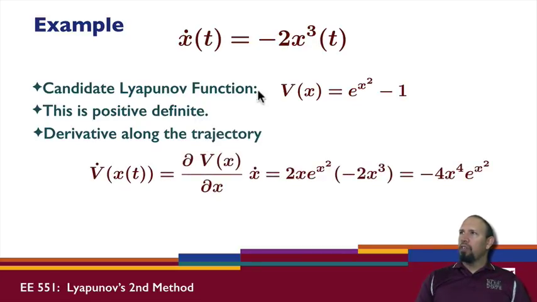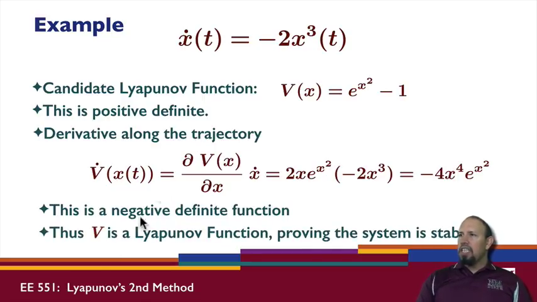We take the derivative along the system trajectory. The gradient of this with respect to x is this quantity. In this case, it's a scalar quantity of a scalar, so that makes it simple. The derivative of this with respect to x is 2x e to the x squared. Then times this, multiplying this out, we get this expression. This quantity here is positive for all x, and it's only 0 when x is equal to 0. So this is a negative definite function, the negative of a positive definite. So the derivative along the system trajectory is a negative definite function. Thus, V is a Lyapunov function, proving the system is stable. Actually, this is asymptotically stable.